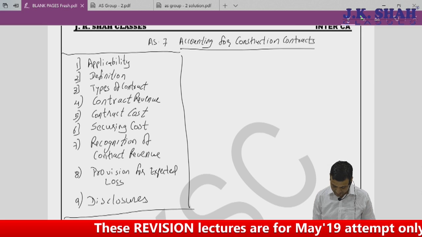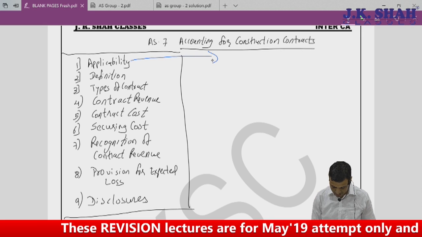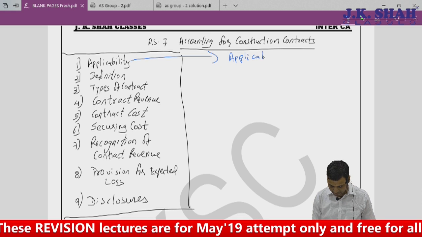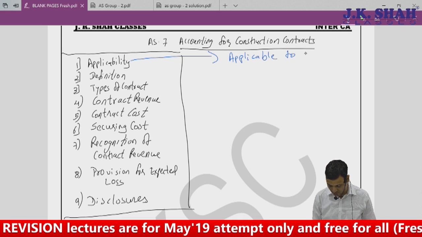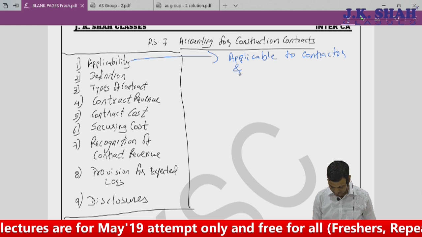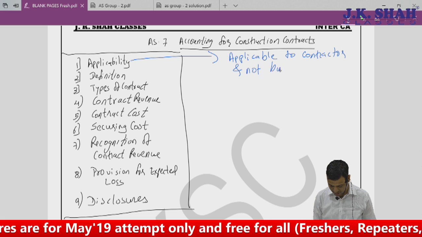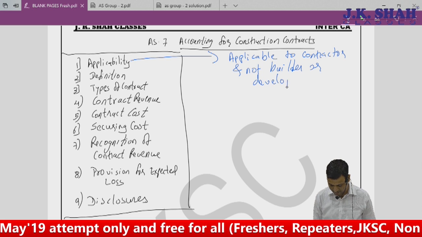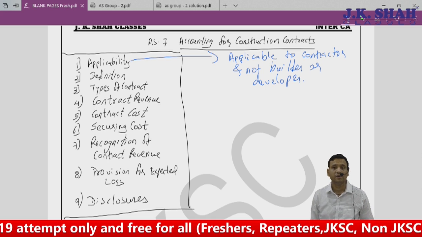Now, coming on to the first part here itself, I can write down applicability. This standard is applicable to whom? So, it is applicable to contractor and not builder or developer. That is the most important part.